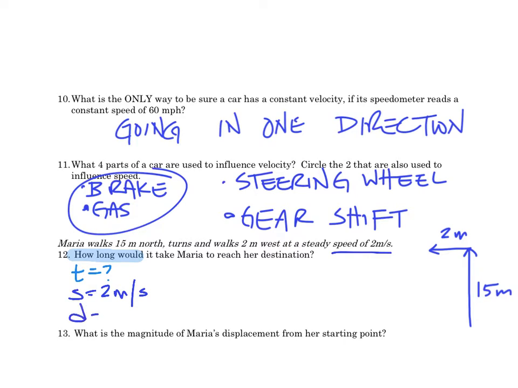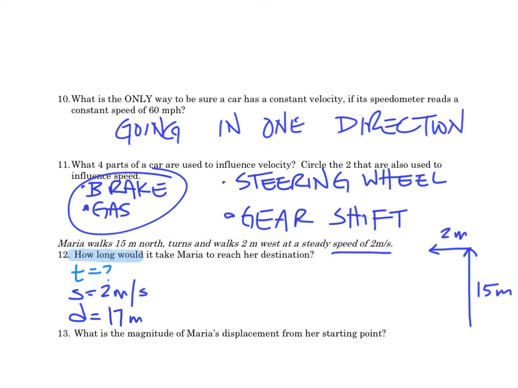Last thing I'm missing here is distance. Well, it told me she walked 15 meters north, 2 meters west. So to find her distance, I simply just add them up. 15 plus 2 gives me 17. So her distance is 17 meters.